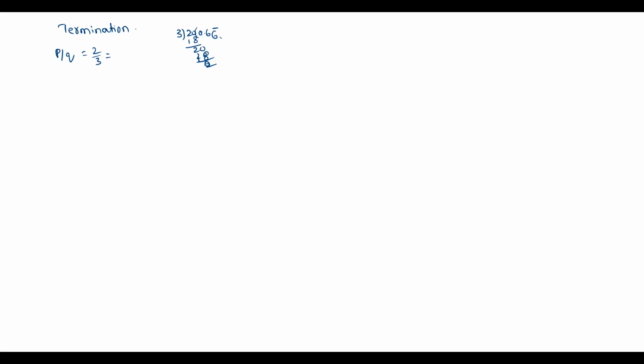Terminating means it will stop at some point of time, but here 6 will not end at any time. It will continue up to an infinite number of times. This is called a non-terminating decimal.